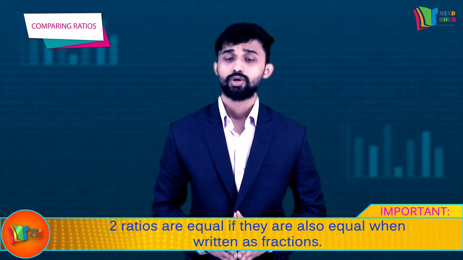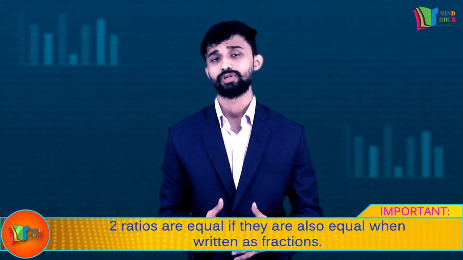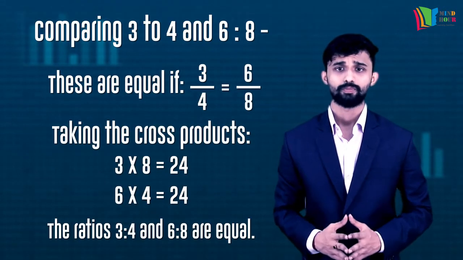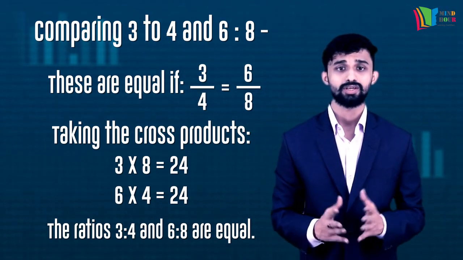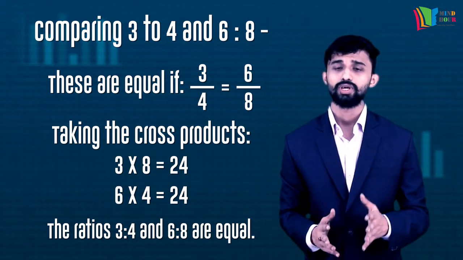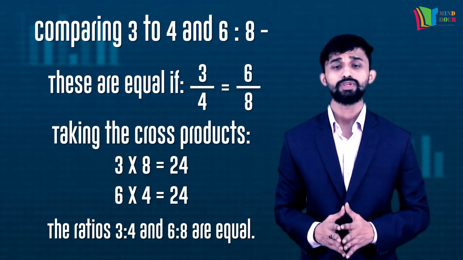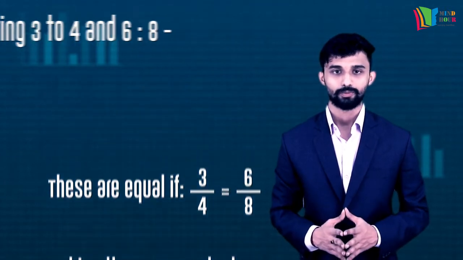To compare ratios, we write them as fractions. The ratios are equal if they are equal when written as fractions. Let's solve a problem to understand this more clearly. Are the ratios 3 to 4 and 6 to 8 equal? The ratios are equal if 3 by 4 and 6 by 8 are equal. These are equal if the cross products are equal. That is, 3 into 8 should be equal to 4 into 6. Since both of these products equal 24, the answer is yes, the ratios are equal.